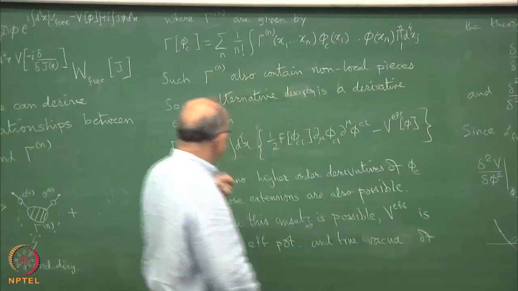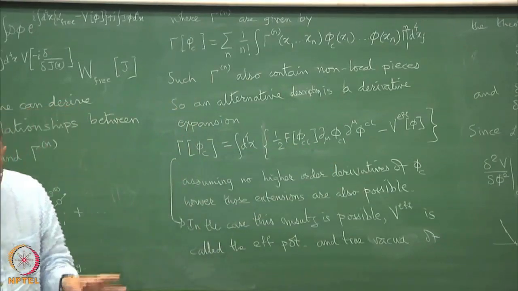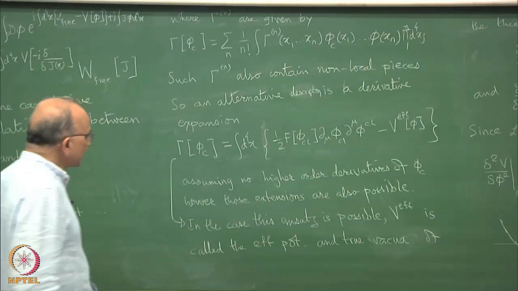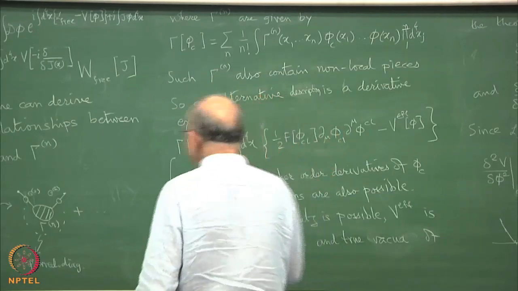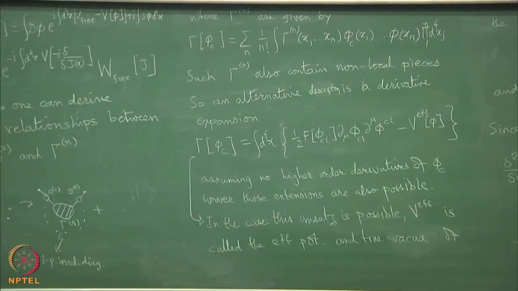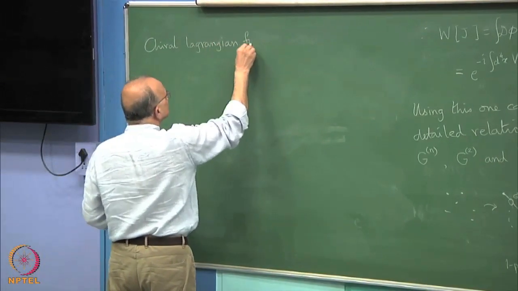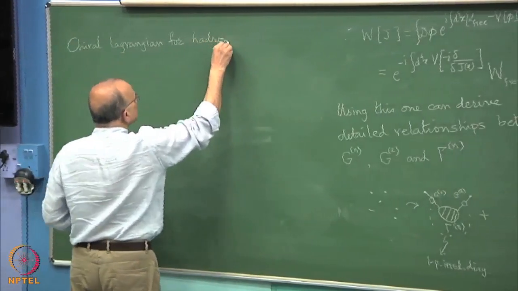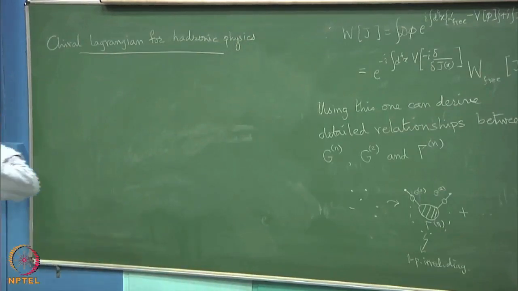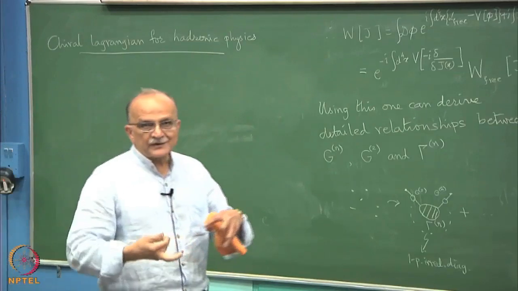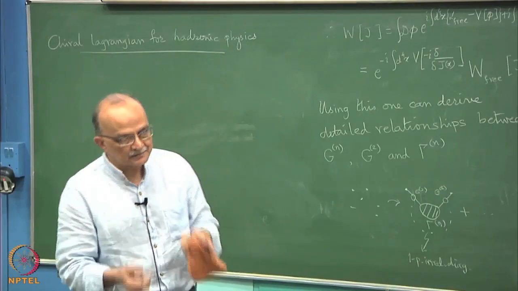The other thing I want to tell you is that the real local expansion in terms of only local monomials of phi and d mu phi need not always be so civilized. In fact, there are things called effective field theories of pions and nucleons, which is called chiral Lagrangian, for hadronic physics. Here we are actually living in a world where the strong force has shielded all the color charge, and the only observed things are pions and nucleons.